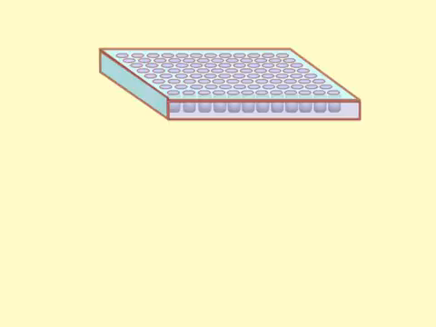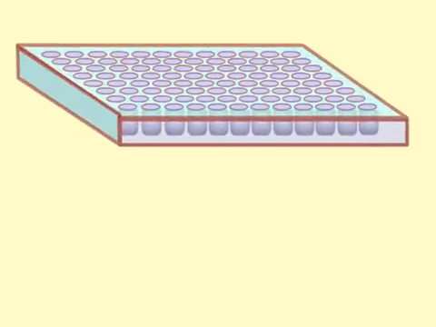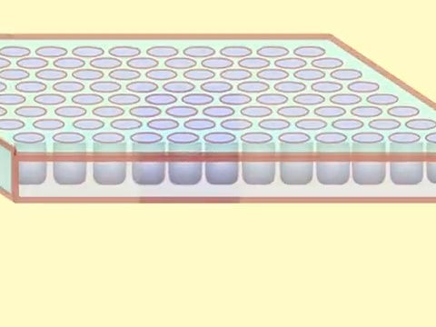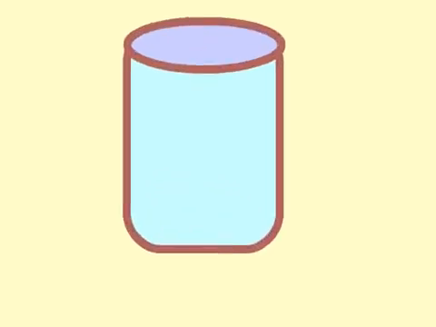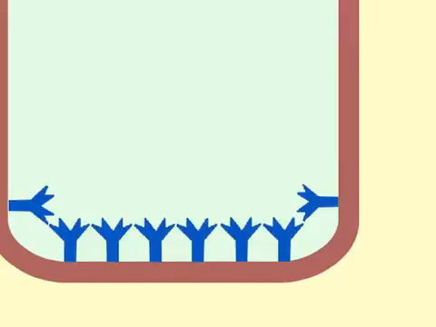I will use the microtiter plate in this example, so let's take a closer look at one of the wells of this plate to see what happens during the performance of the assay. The plate is prepared to perform a particular assay by coating the wells with antibodies that bind to the antigen of interest. Then the wells are filled with the clinical sample, which could be a sample of serum, respiratory secretions, cerebrospinal fluid, urine, or some other body fluid.